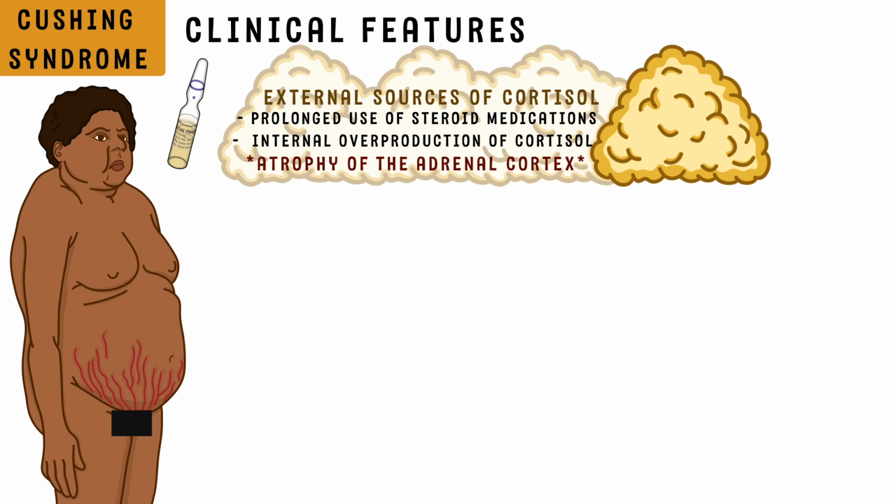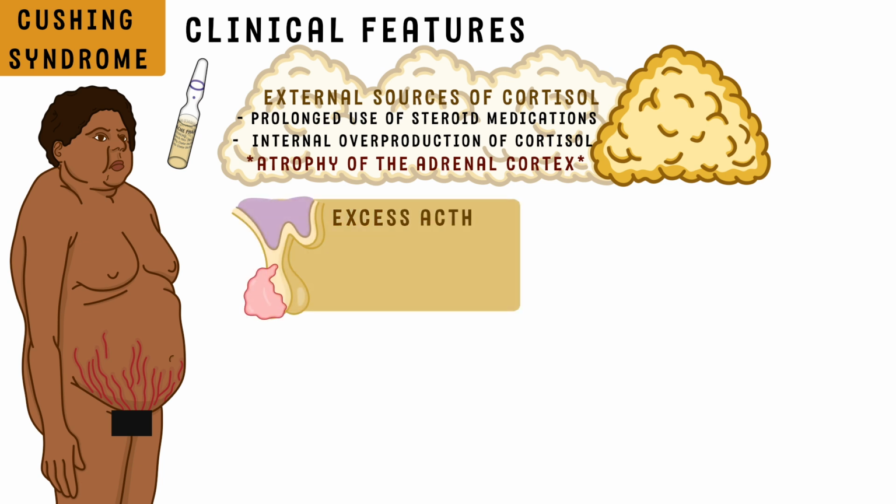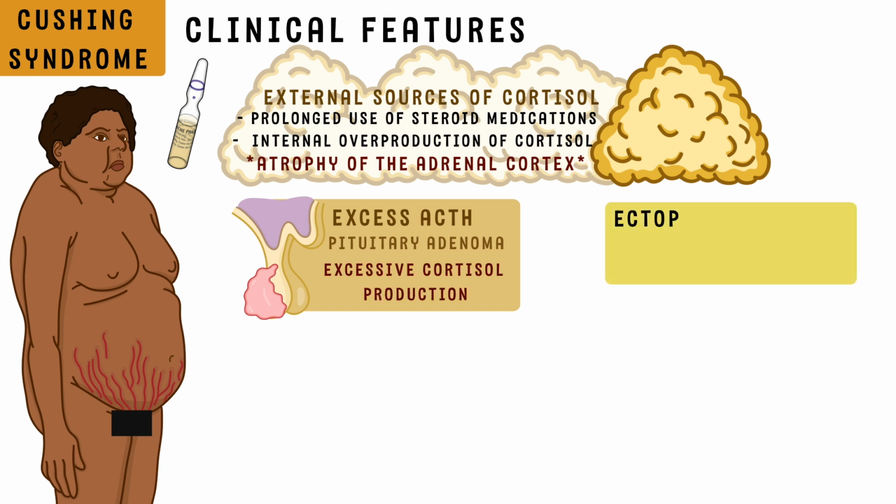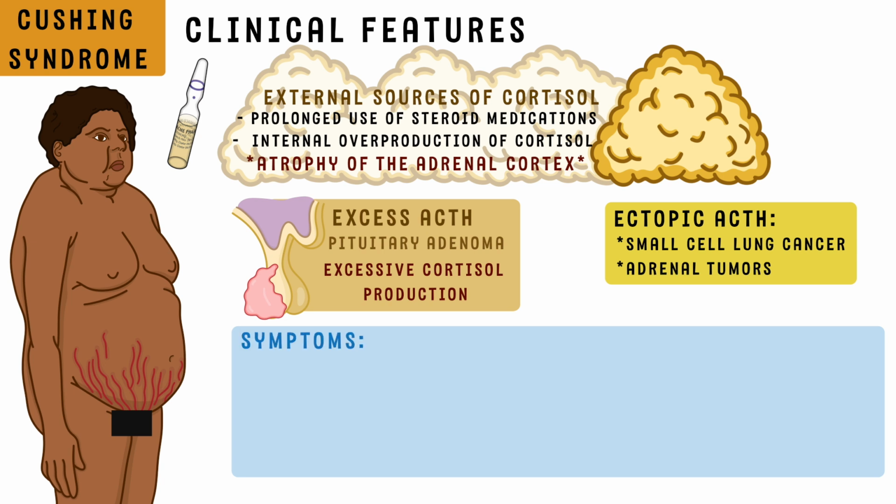Endogenous Cushing syndrome is often caused by excess ACTH, typically due to a pituitary adenoma, a benign tumor that secretes too much ACTH. This overstimulates the adrenal glands, leading to excessive cortisol production. Other causes include ectopic ACTH production from tumors like small cell lung cancer, or adrenal tumors that produce cortisol independently of ACTH.